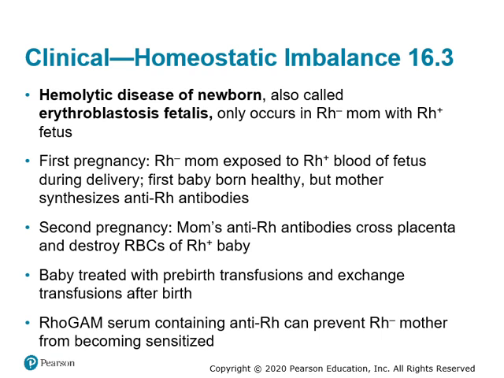But during the second pregnancy, the mom has anti-Rh antibodies, and they're able to cross the placenta and destroy the red blood cells that are Rh positive of the baby. So the baby then generally has to be treated with pre-birth transfusions, exchange transfusions, but we can prevent this entire first exposure, this sensitization step, to protect the second child. So what we will do is use an immunoglobulin called RhoGAM. This is a serum containing anti-Rh, and this will prevent the Rh negative mother from ever producing antibodies against the Rh positive blood of her fetus.